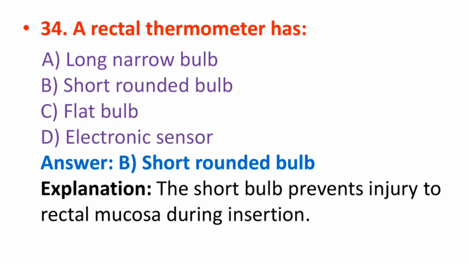A rectal thermometer has option A long narrow bulb, option B short rounded bulb, option C flat bulb, option D electronic sensor. The correct answer is option B short rounded bulb. The short bulb prevents injury to rectal mucosa during insertion. A rectal thermometer has a short rounded bulb.